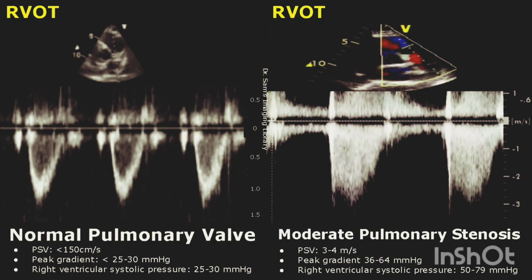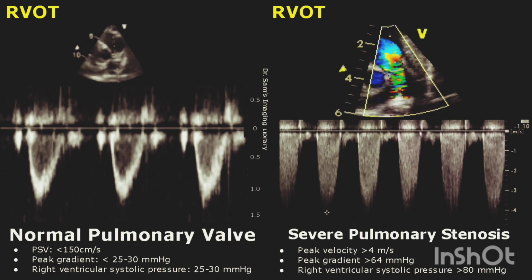In moderate pulmonary stenosis, the PSV is between 3 to 4 meters per second. The peak gradient is between 36 to 64 millimeters of mercury, and the right ventricular systolic pressure is between 50 to 79 millimeters of mercury.